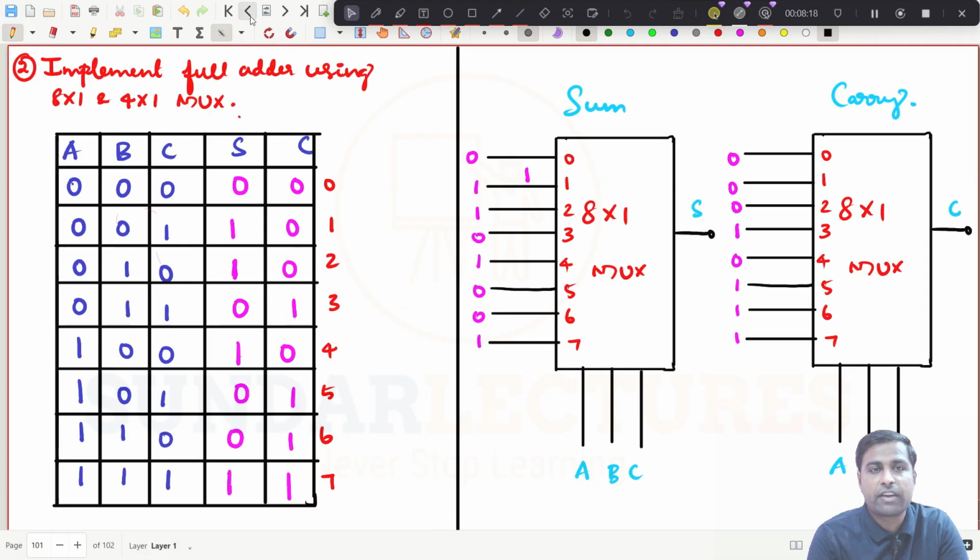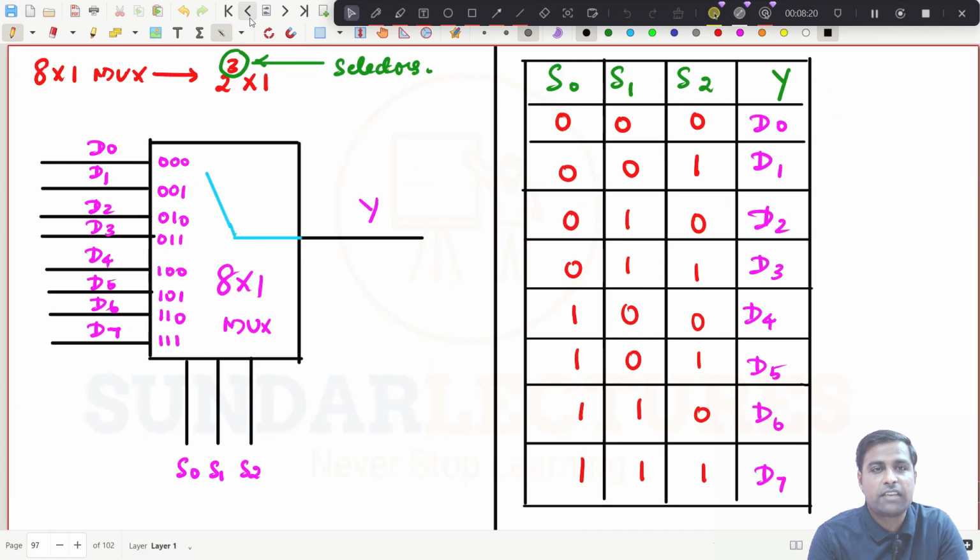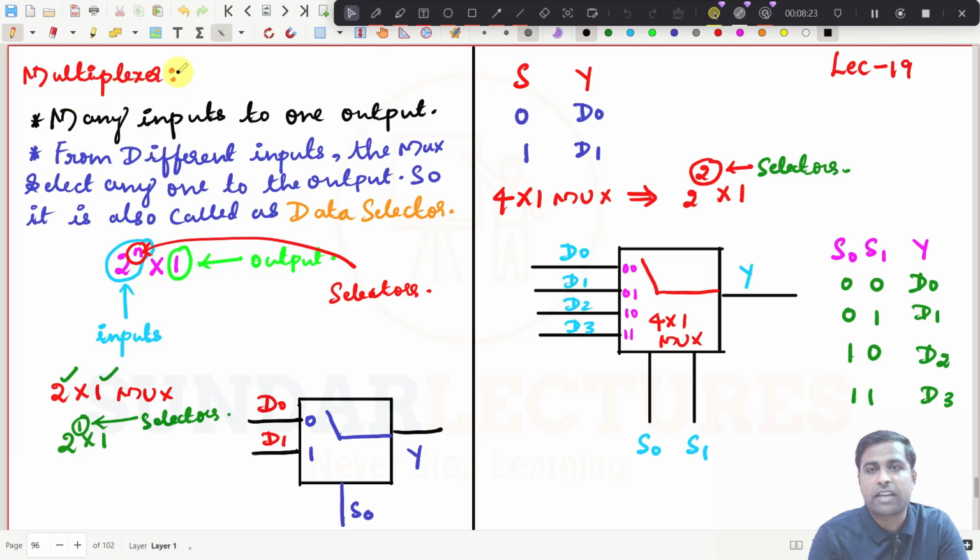So what are all the topics we have seen in this class? See, we have started with the multiplexers. And what is a multiplexer? A multiplexer is many inputs to one output. So you will have many inputs, and how many inputs you will have? 2 power n inputs cross one output. And what is n here? N is nothing but the selector switches. For example, if you have 2 cross 1, then the selector switches will be 1. If it is 2 power 2, then it will be 4 cross 1, and the selector switches will be 2.